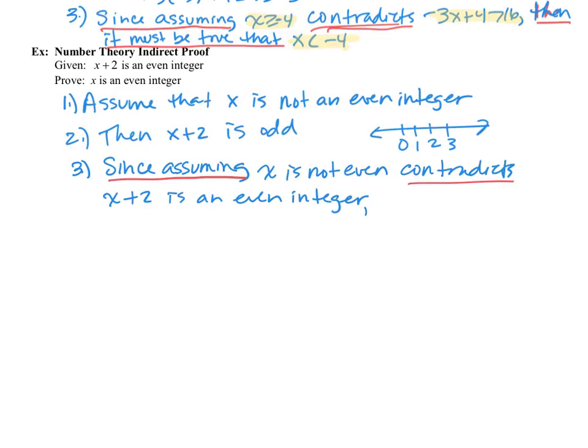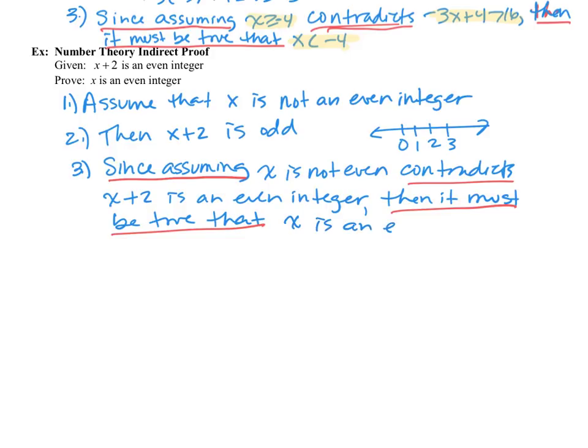Then we'll finish it up with the phrase, then it must be true that our original proof statement has to be true. Our original proof statement was that x is an even integer. So it must be true that x is an even integer. I can't spell integer. That's an E right there.